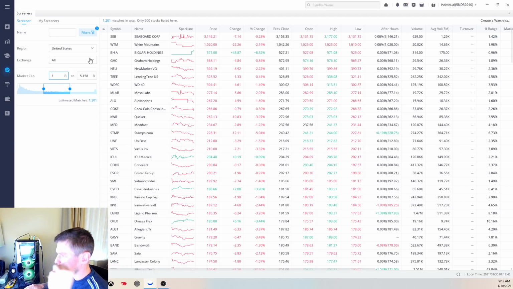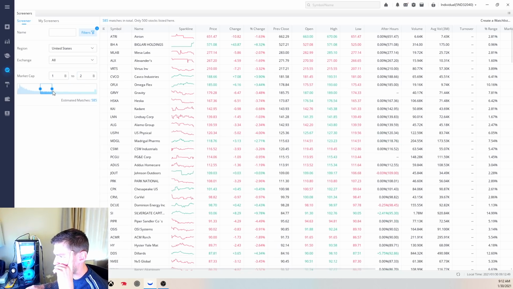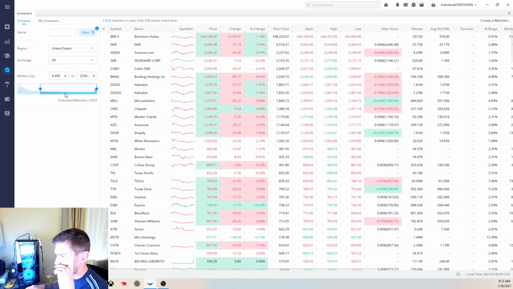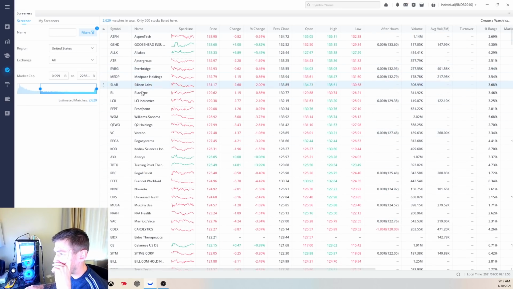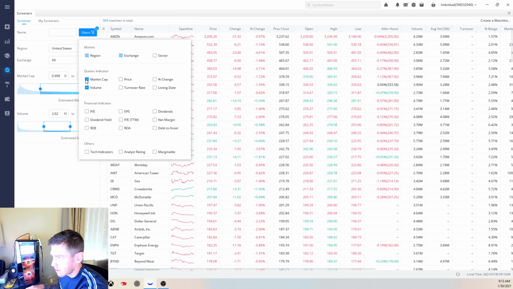Let's say that you're looking for a market cap between 1 billion and 2 billion. You're looking for that specific size. You can change it to this length of time, and it'll bring up a whole bunch of different stocks here, right? There's filters. You can change what you're looking for in indicators. So let's say price. You can look for turnover, overall volume. So if I'm just looking for volume, we can change that and set it as such.